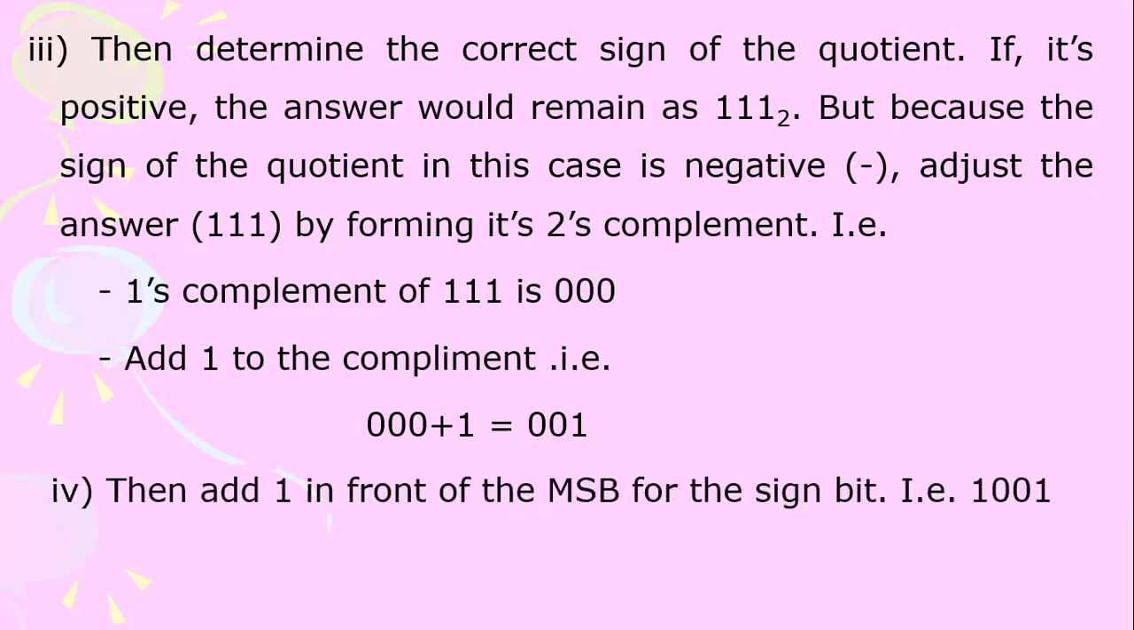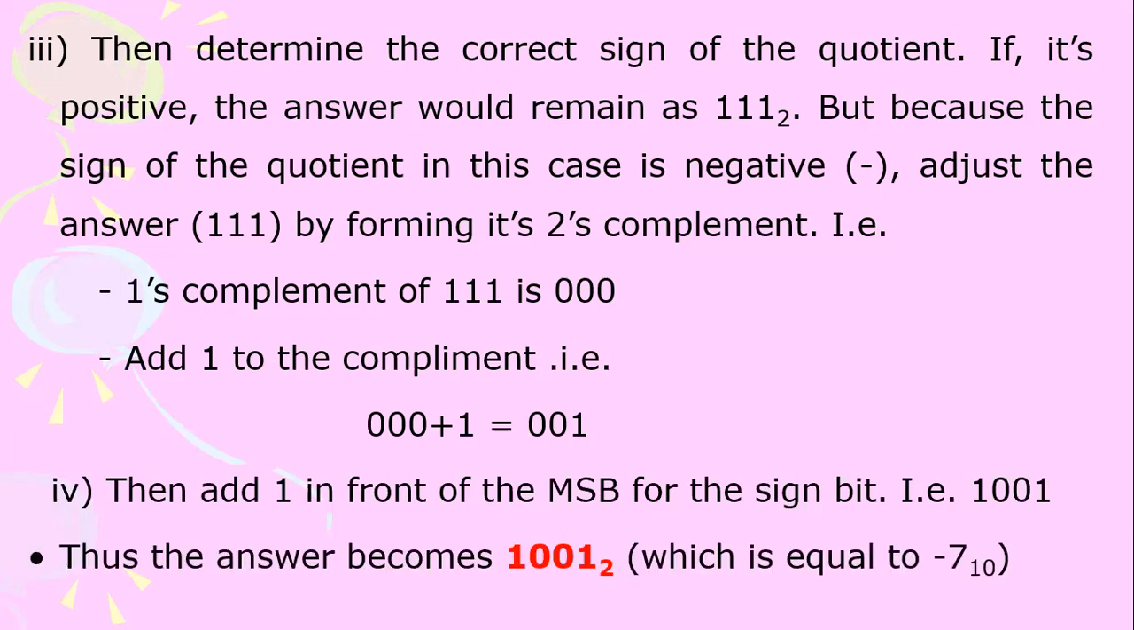Then add 1 in front of the most significant bit for the sign bit. That is, our result becomes 1, 0, 0, 1. And therefore, our final answer becomes 1, 0, 0, 1 in binary. And that, my dear students and the rest of the learners, is equal to -7 in decimal.